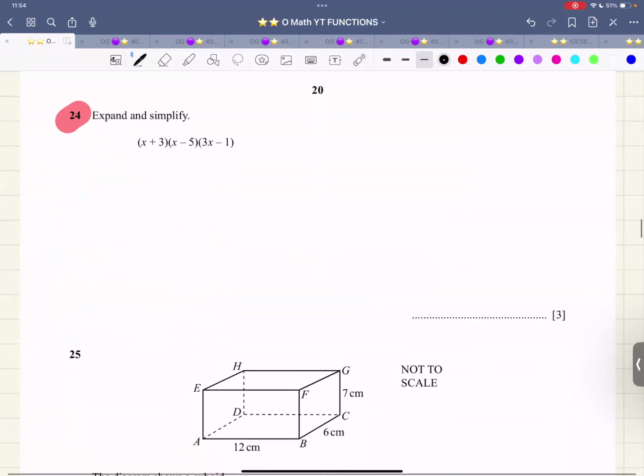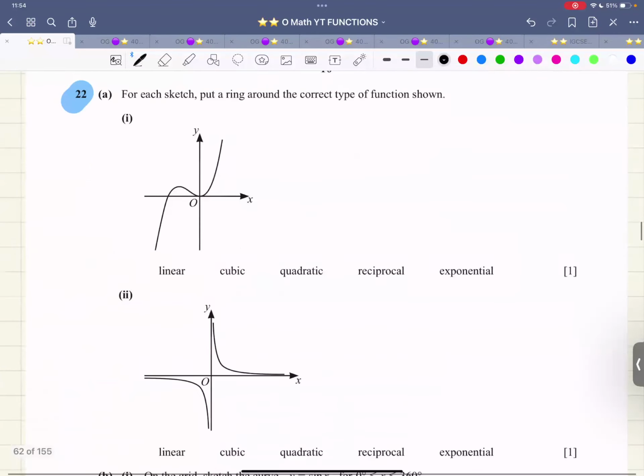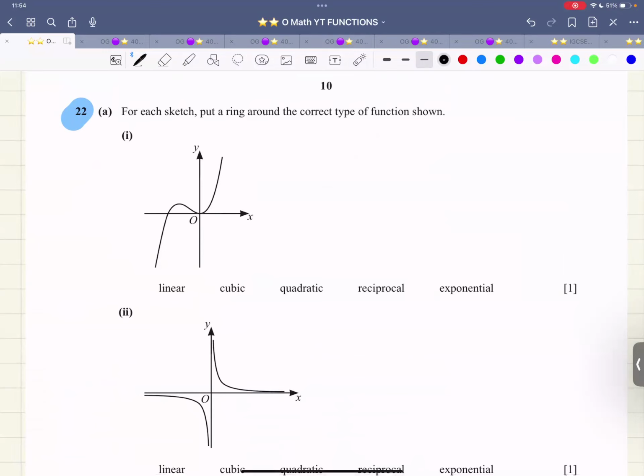Expand and simplify, straightforward, nothing special. For each sketch, put a ring around the correct type of function. So there are 3 roots over here. Actually, this is 2, but this is cubic. Why? Because it's a repeated root, but that's not part of the syllabus.